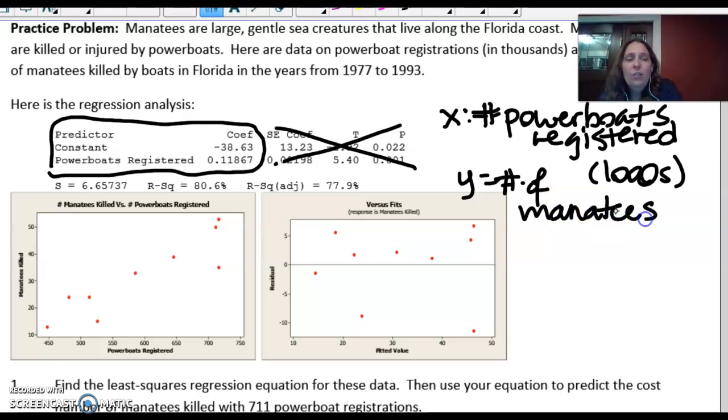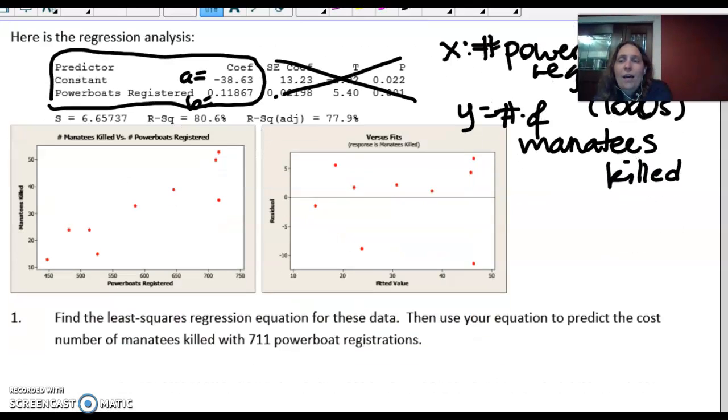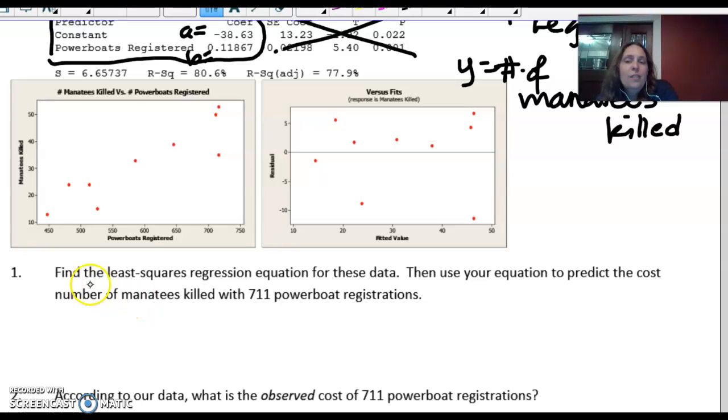All right, as you take a look at the computer output, the top number under the coefficient column is A. That's always going to be your y-intercept. The bottom number is always going to be your B. That's your slope. And you'll know also what the X value is because right here next to your slope number, it says what X represents. So that information is right there. If you go ahead and take a look at the questions, the very first one says find the least squares regression equation for these data. So using your A and B, please go ahead and write that equation.